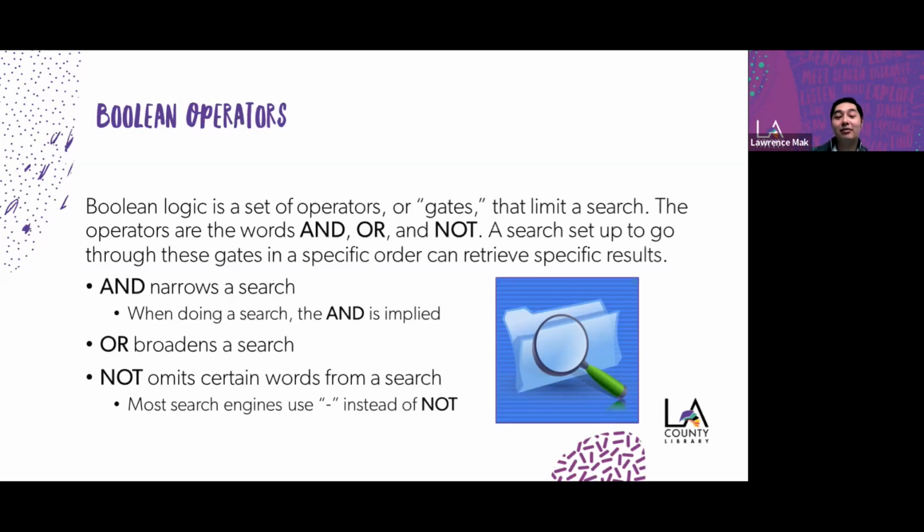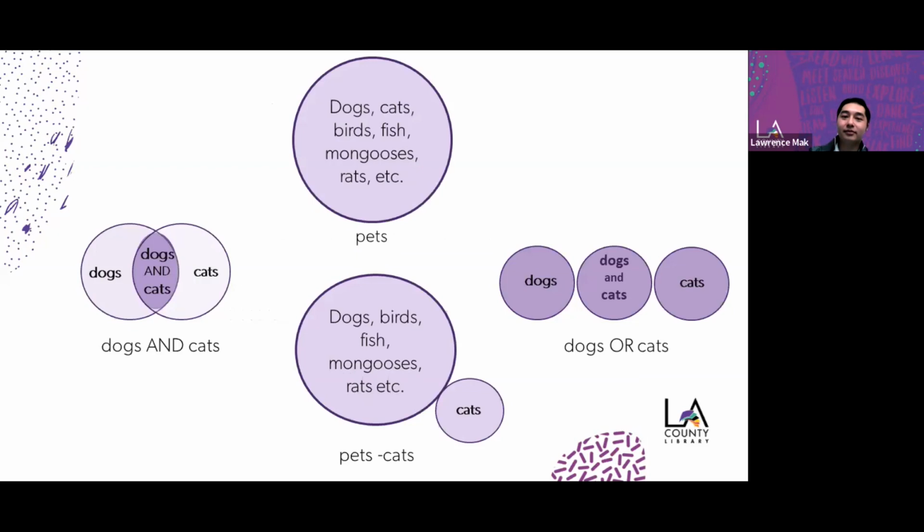Now, not will omit certain words from a search. Now, most search engines will use the minus sign in place of not. But if you search for, let's say, burgers, not fries, then it'll return all results with burgers, but nothing with fries mentioned. And I'll show you a visual diagram of how this works if it sounds a little confusing at first.